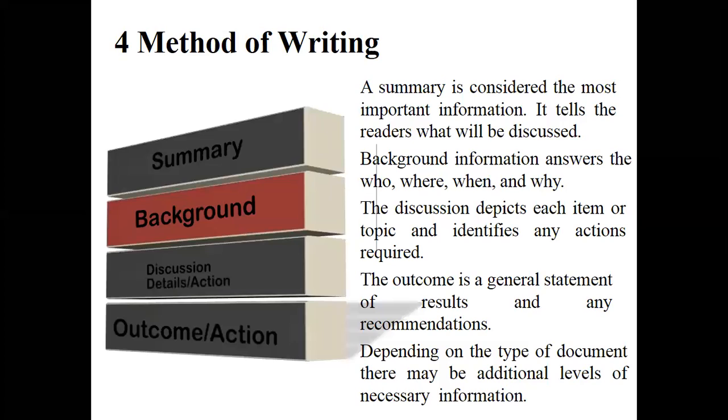There are four different portions in your writing: summary, background, discussion and action, or you can say outcome, conclusion or future prospects. A summary is considered the most important information. You can also call it an abstract.